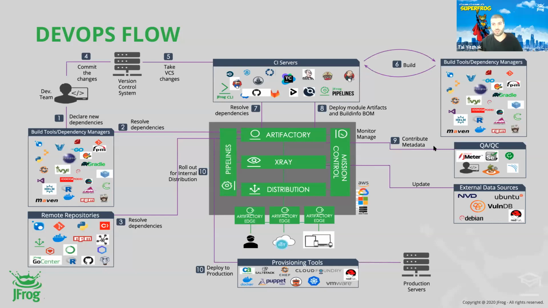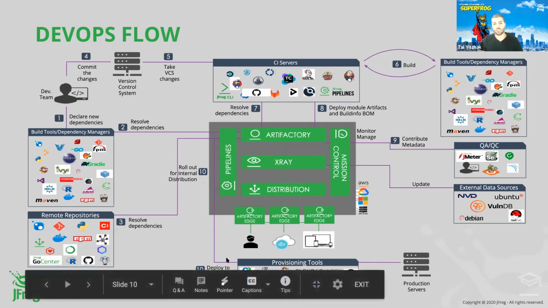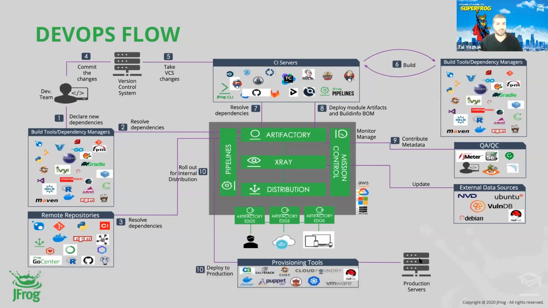This step is where you can contribute metadata to the binaries in Artifactory. After this, and while the binary is ready, you can, if needed, bring it closer to the production environment using distribution. And when it is close to the production environment, you can implement your CD and bring it to the production servers where the customers are experiencing the new version, the new solution, and that's it. This is the DevOps flow.